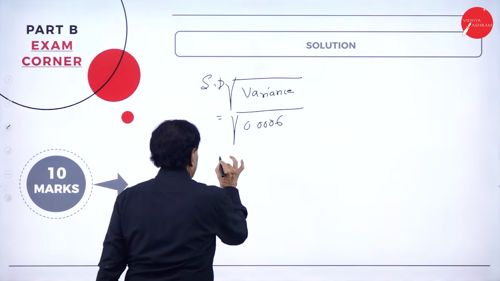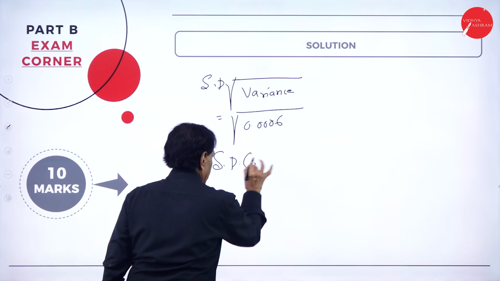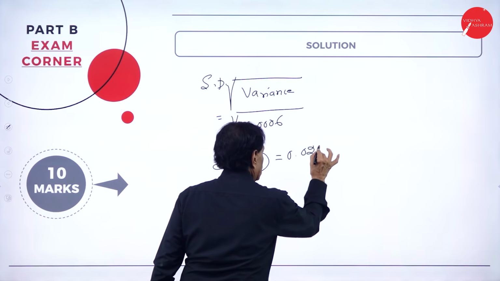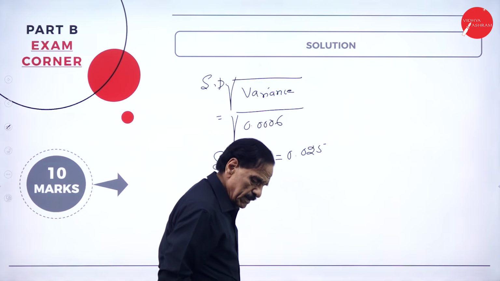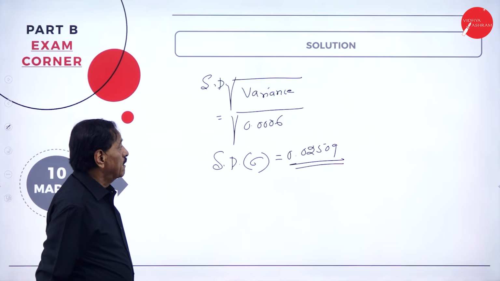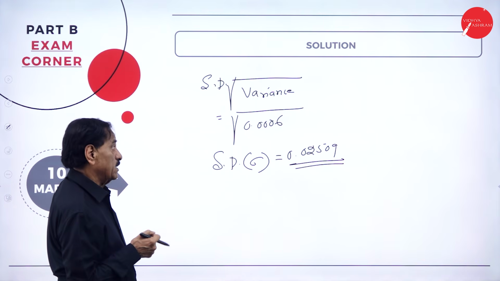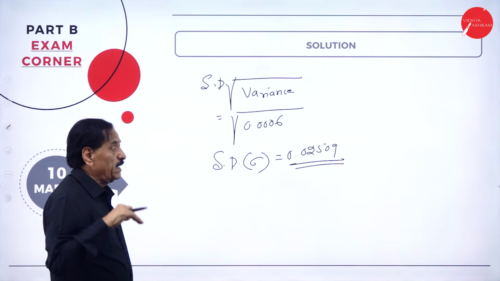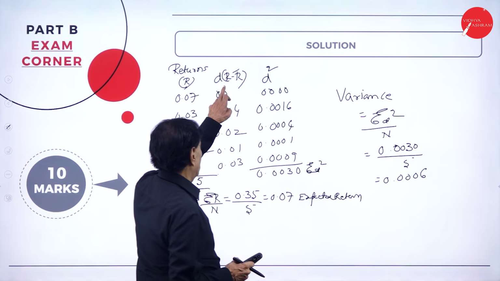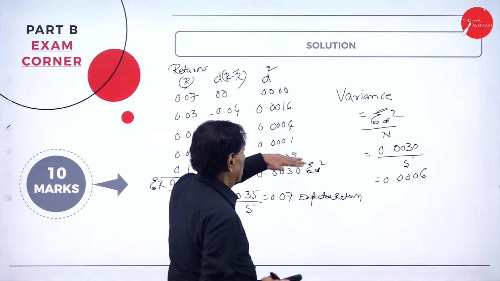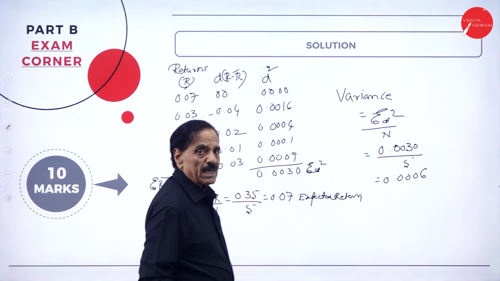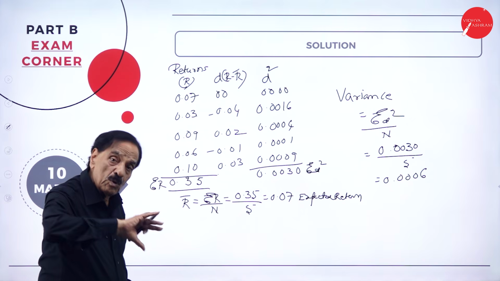Standard deviation is equal to about 0.0245. So what is standard deviation? Root of variance. What is variance? Sigma d square divided by n. What is the step to do? Add the figures, find the R mean, then d is equal to R minus R mean, d square. Variance is sigma d square divided by n. The root of this is your standard deviation. This is the problem without probability.